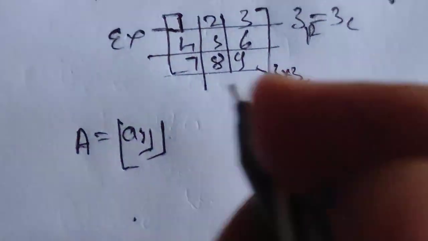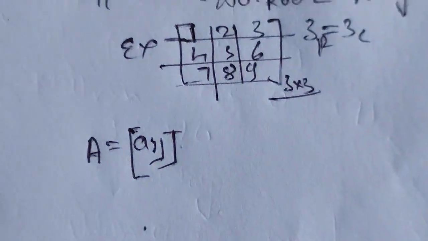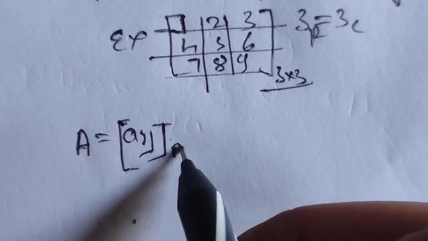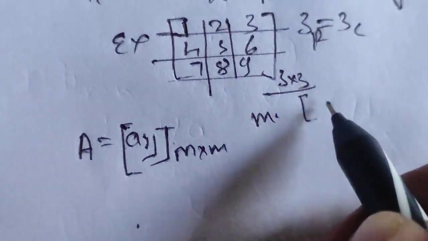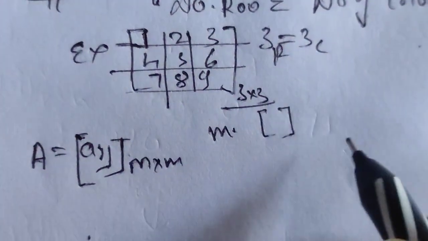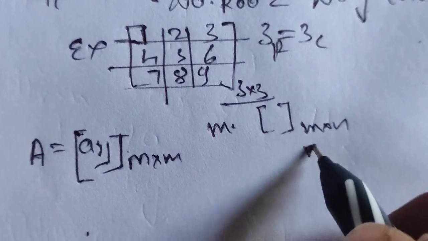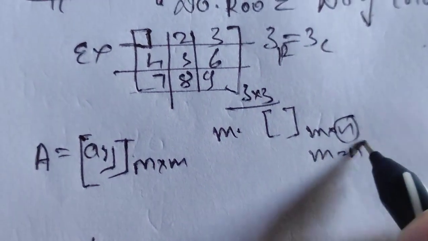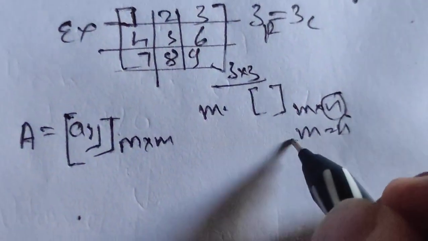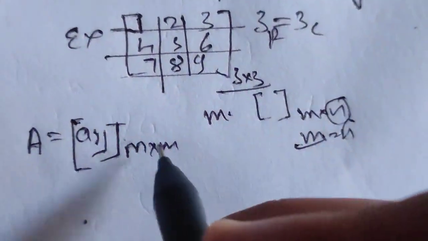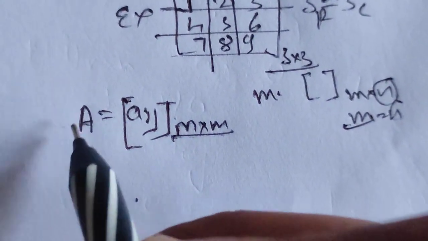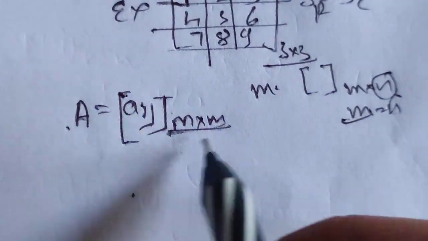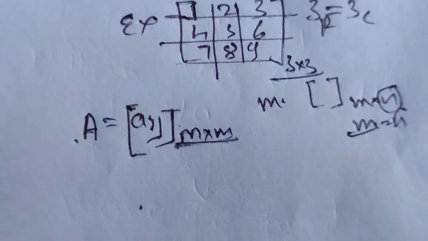This is our matrix. Oh sorry, I made a mistake. Now generally any matrix is written in the form M cross N. If M is equal to N, we call it M cross M or N cross N, overall M square. So this is the square matrix, a matrix whose order has the same number of rows and columns. This is called a square matrix.